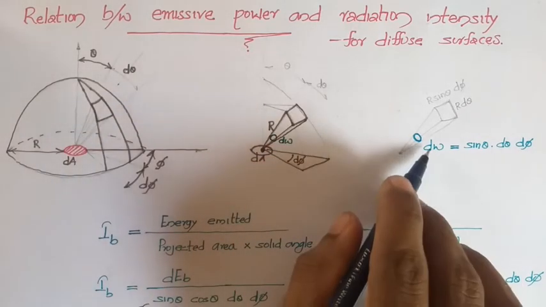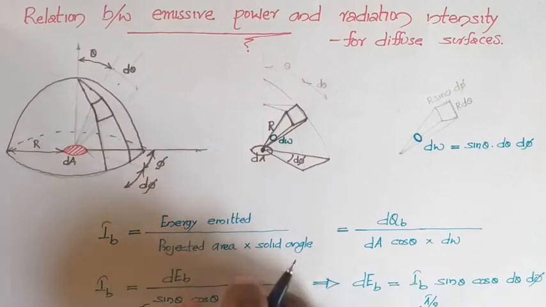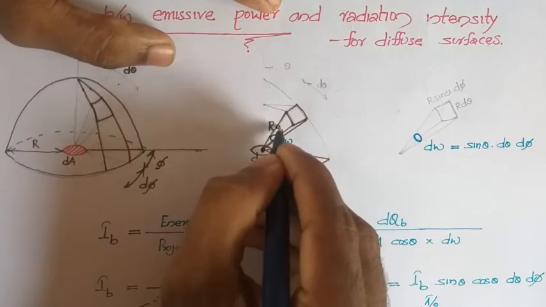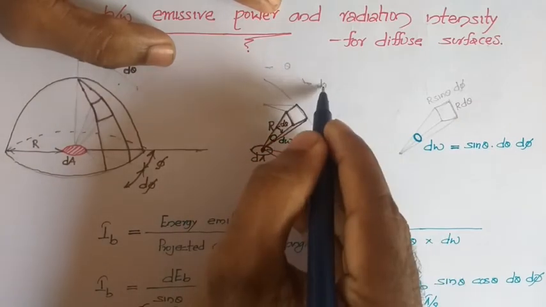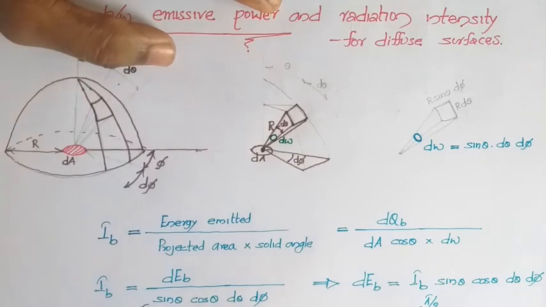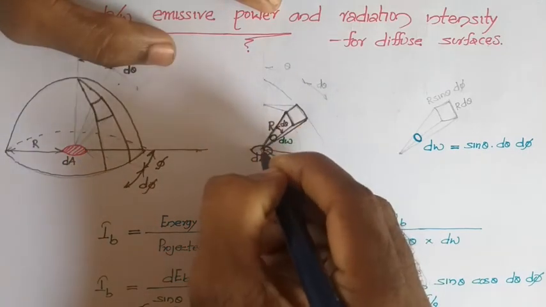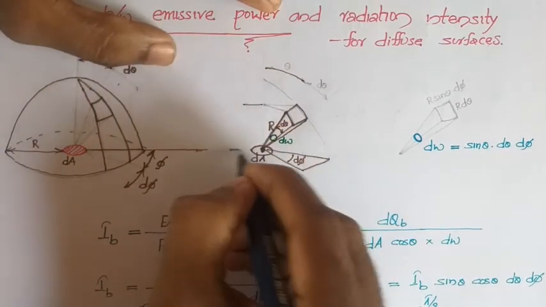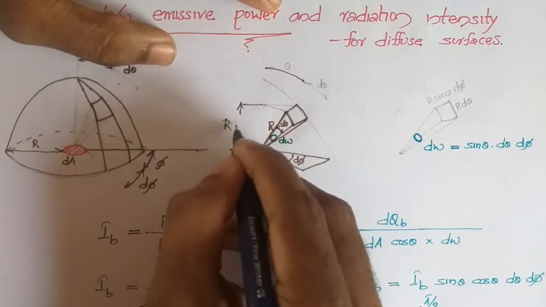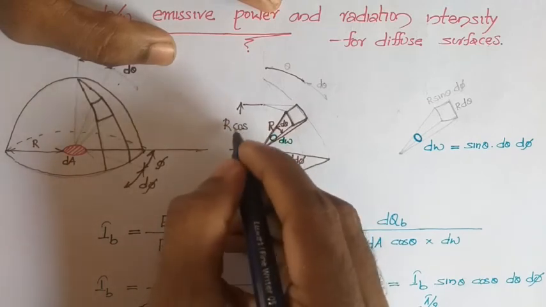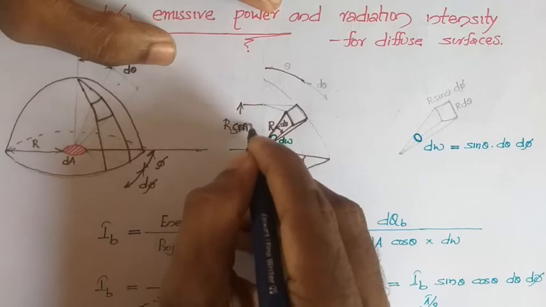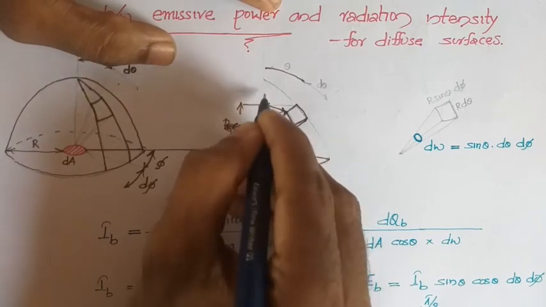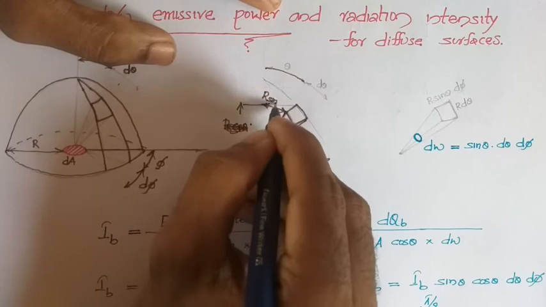Here I have redrawn all this, and here you can see the angles. This is d phi, and this 2D angle will be d theta. Here also I am showing. So if this is r and this angle is theta, then you will get this length as r sin theta.